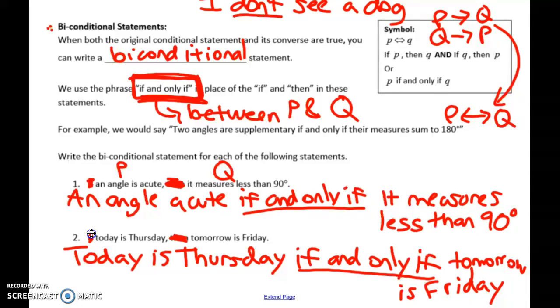We don't have any fancy hand signs for this one. Just remember, conditional, converse, inverse, and contrapositive do.